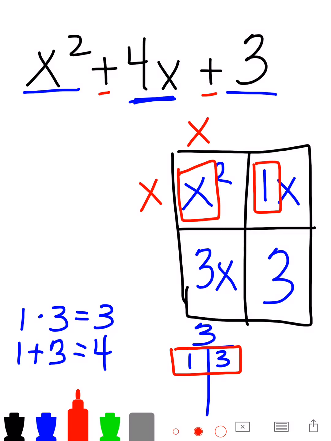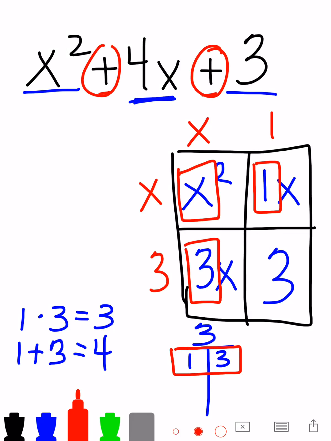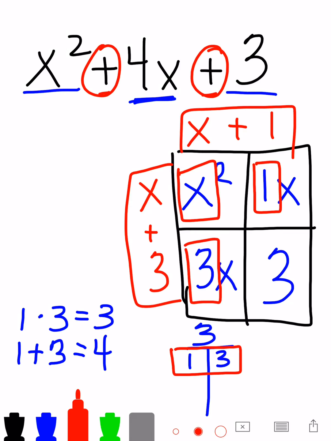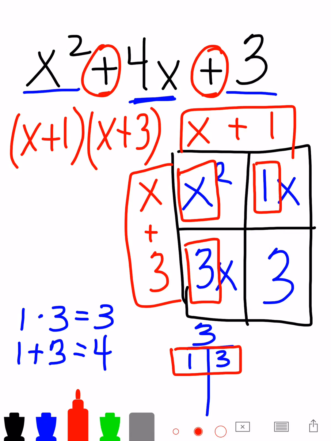Box around the first thing you see, pull it out. We said earlier that we're going to have plus signs. So we're going to put a plus here and a plus here, and now I'm ready to write my answer. So our answer would be x plus 1 times x plus 3. All right. These are considered easy ones because you have 2 plus signs.